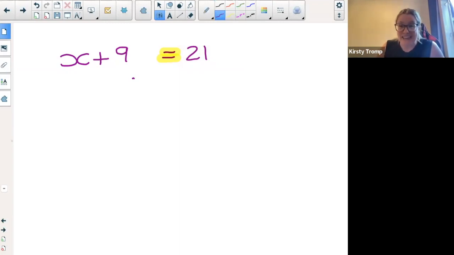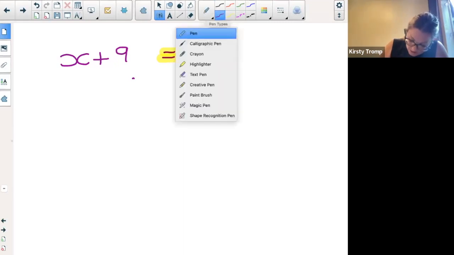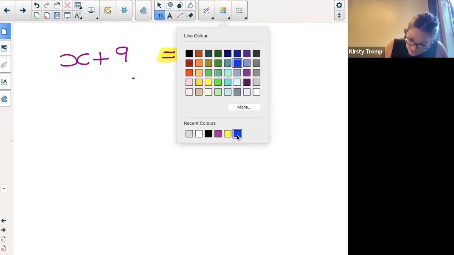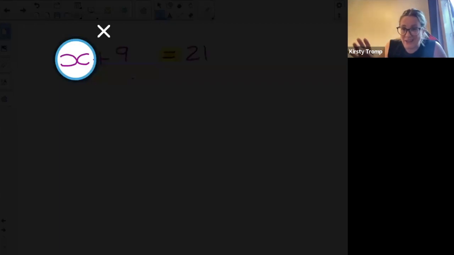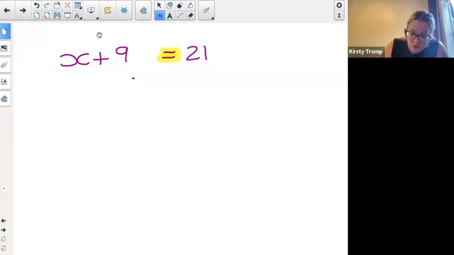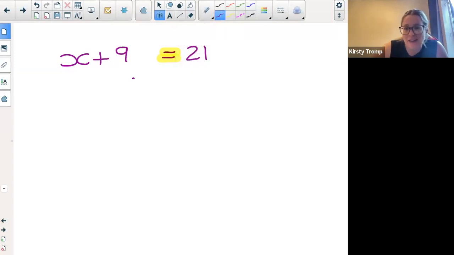So if I want to get X all by himself on this side, so I just want to have X on that side, I don't want to have anything else on this side. What do I need to do? What's the opposite of adding 9? You can tell me, what's the opposite of adding 9? Mulalo, what am I going to do? What's the opposite of adding 9?